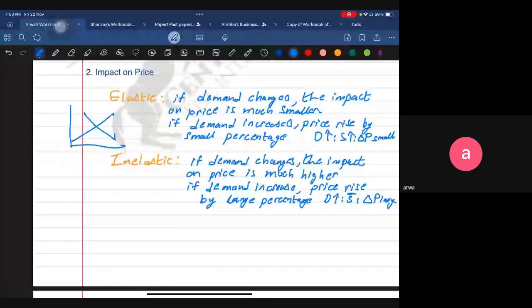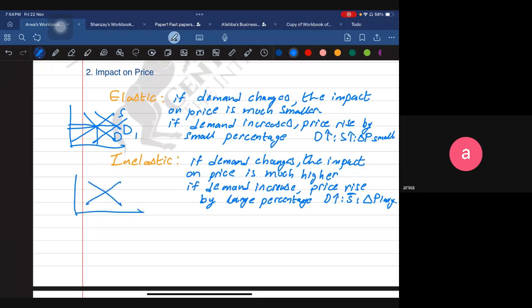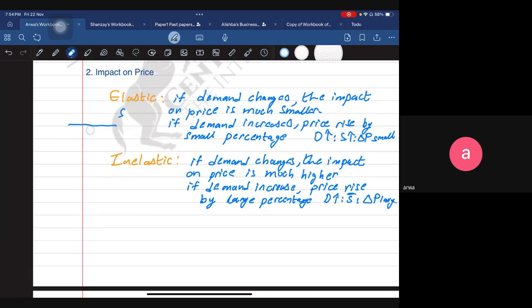Let me tell you how this is working. Let's suppose this is demand and this is supply. The demand has increased and supply has also increased with that, so you will see there will probably be a little bit of an increase in price. On the other hand, if demand has increased and supply is unable to increase, that is only going to result in higher prices because the supply is sticking there. It's inelastic. You get that?